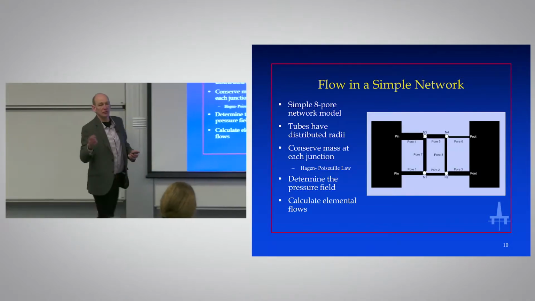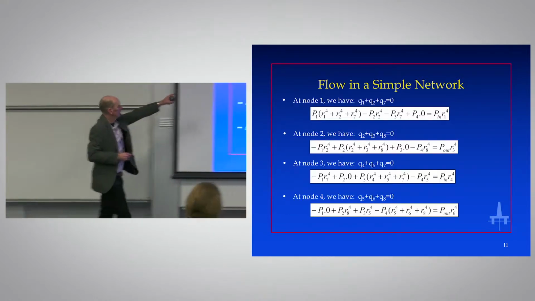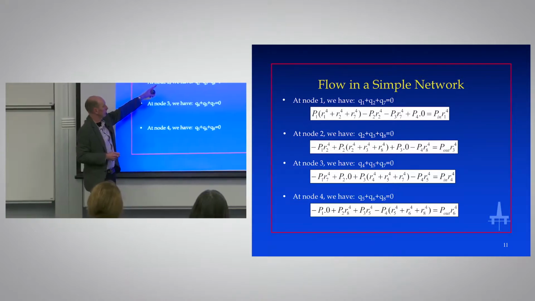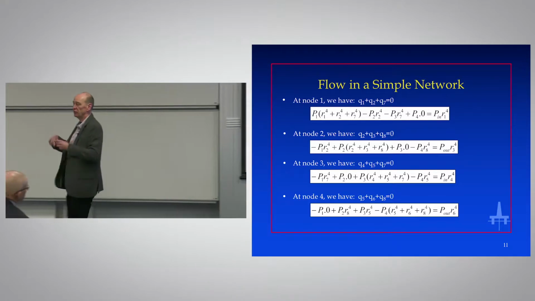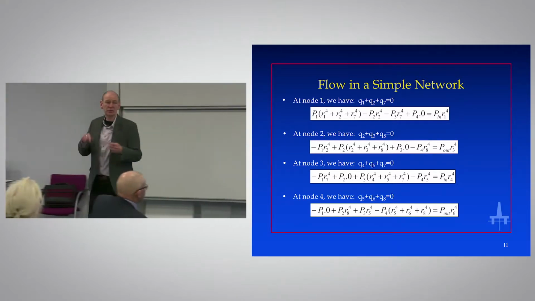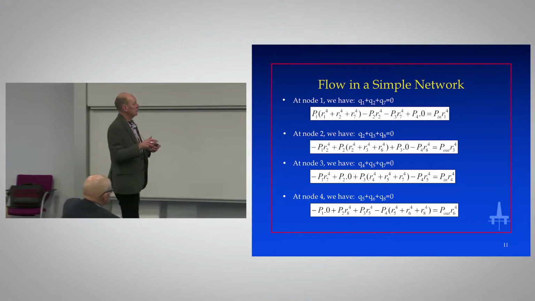And we use Poiseuille's law and we stick that equation into this top equation at node 1. So we've got Q1 plus Q2 plus Q7 equals 0. And if we put Poiseuille's law in there and we assume the viscosity is the same everywhere and the tubes all have the same length, we get this equation here.